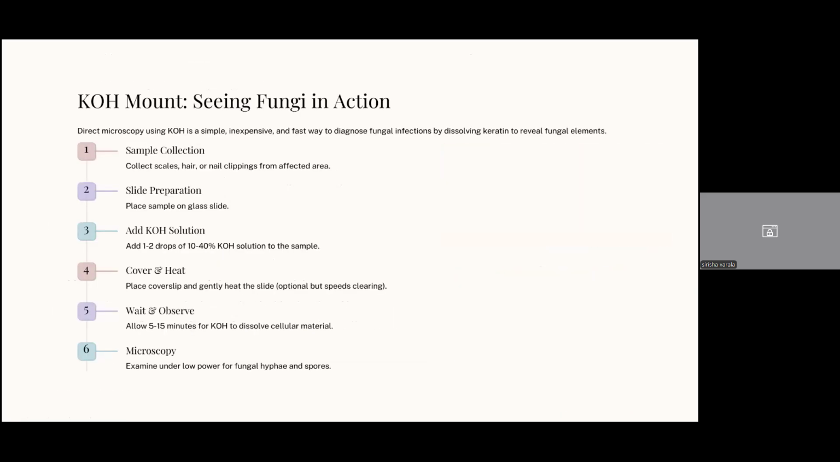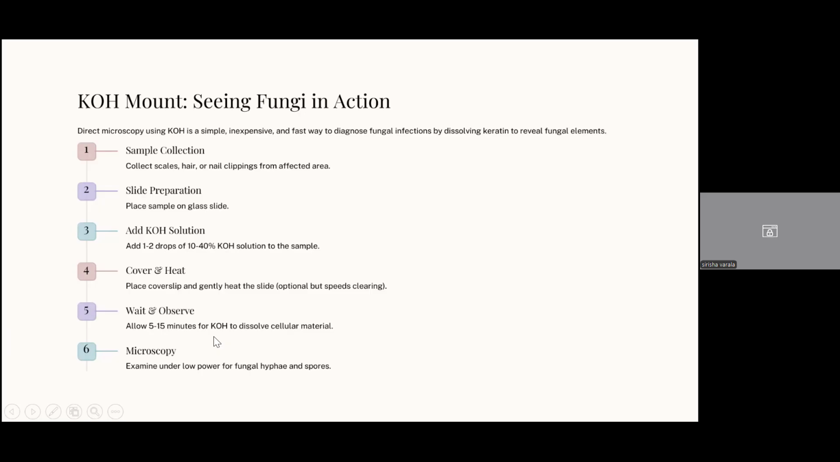Next, let us see the KOH mount, which is another common procedure we all perform in our OP days. So here, this is mainly focused at seeing the fungi. So what is the procedure? We take the sample, be it the scales from the tinea infections or the hair or the nail clippings, and we place it on a glass slide. We add 1 or 2 drops of 10 to 40% KOH solution, and we place the cover slip, and heating will only speed up the clearance, so it's optional. We allow for 5 to 15 minutes.